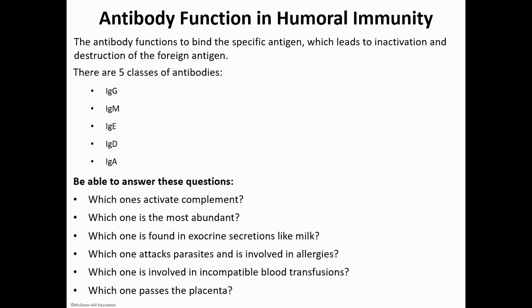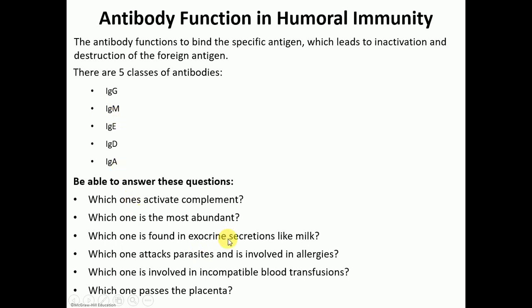So which ones activate complement? The complement system, remember, is that cascade that we talked about earlier. There are only two kinds: only IgG and IgM are able to activate complement. Now, which one of these is most abundant? IgG is definitely the most abundant kind of antibody we have, followed by IgM.